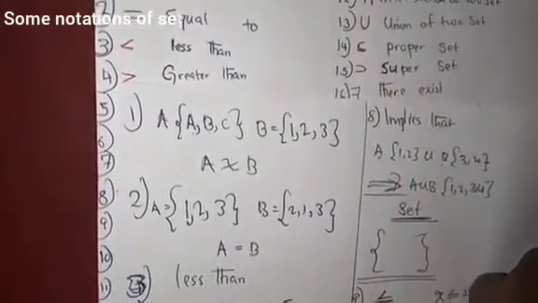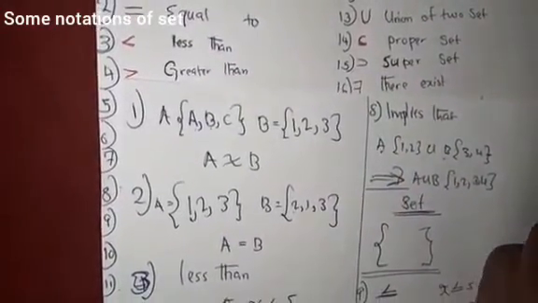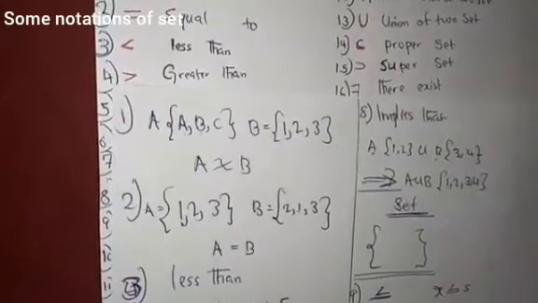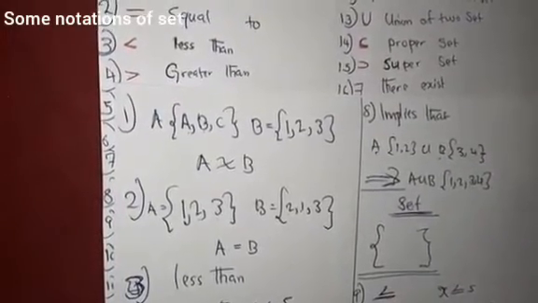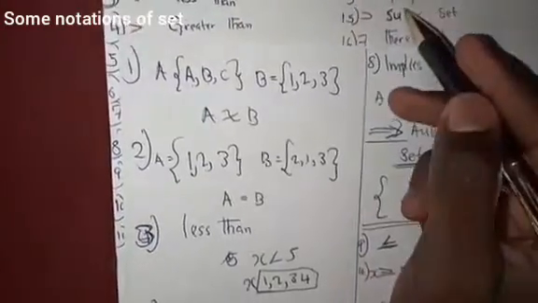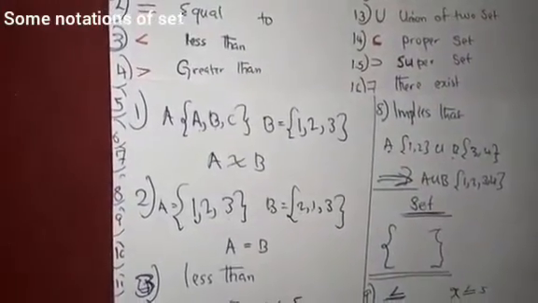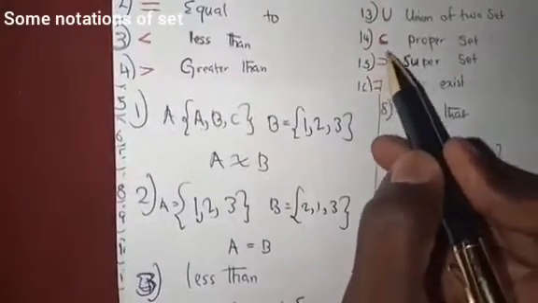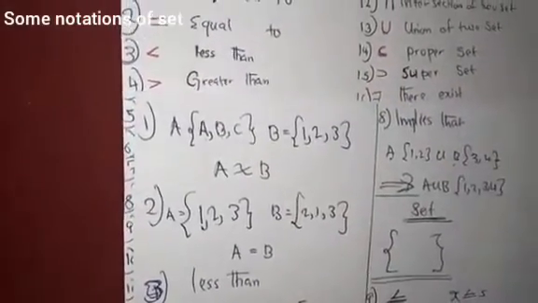Proper set and superset are other types of set. They have more explanation; I can even say they are topics on their own. So you can search for them on our channel, because we explain more about proper set, superset, and so on. All that matters here is the notation. Just note the notation of superset and proper set. Now we are moving to the next one.